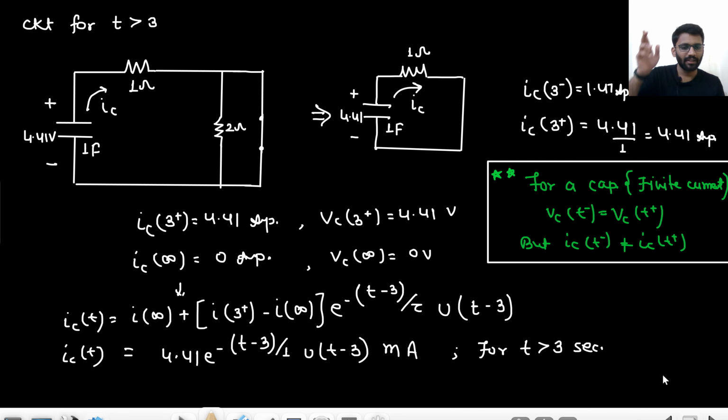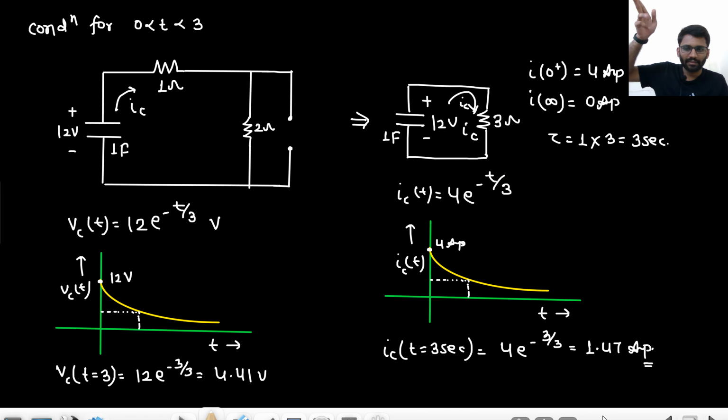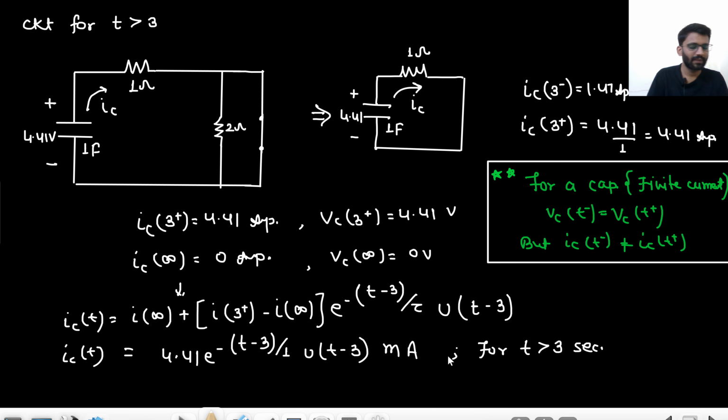So initially what was happening? The current was at 4 ampere and it was going down. Then the switch is closed, and suddenly the current goes up to 4.41 ampere and then again goes down. Eventually, at infinity, it will go down to 0 only.